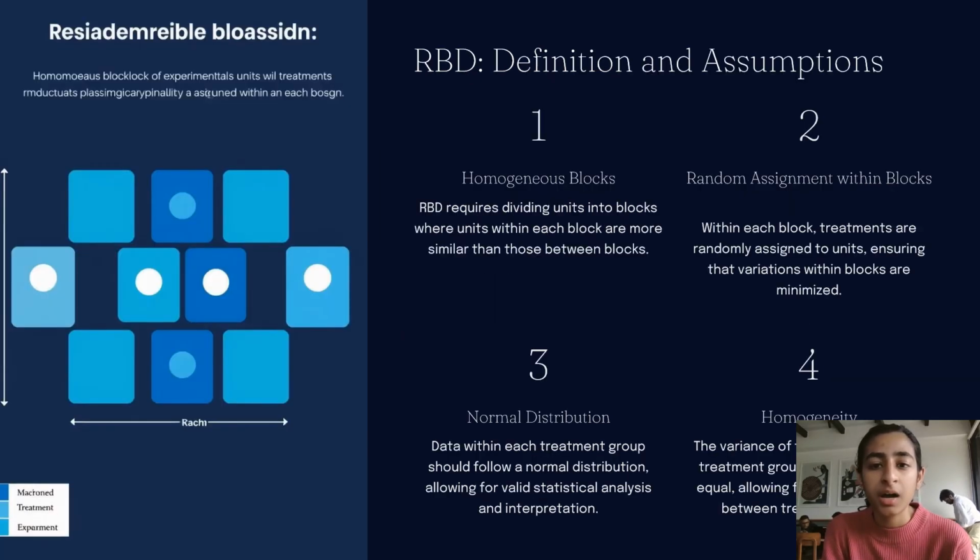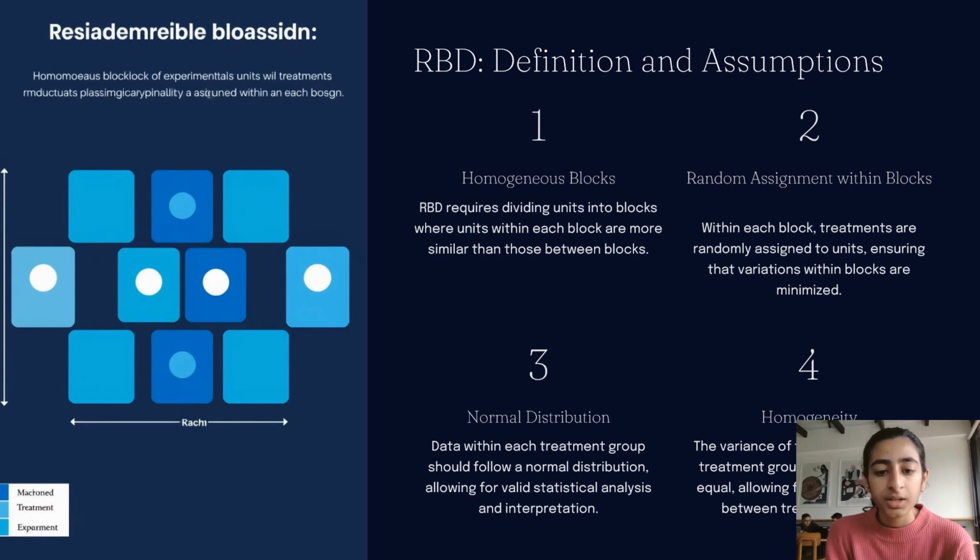Next, we have RBD's definition and assumptions. First, homogeneous blocks. RBD requires dividing units into blocks where units within each block are more similar than those between blocks. Next, we have random assignment with blocks. Within each block, treatments are randomly assigned to units, ensuring that variation within blocks is minimized.